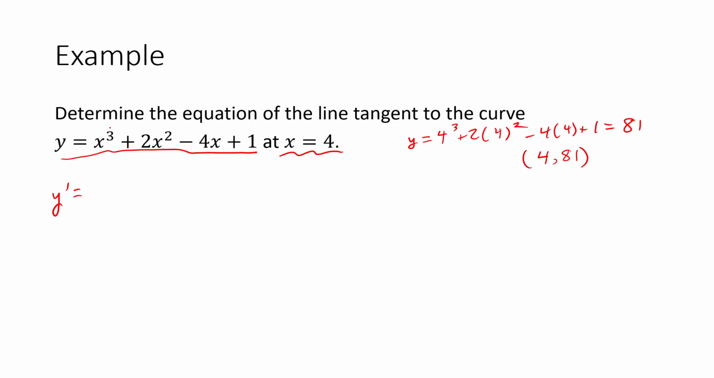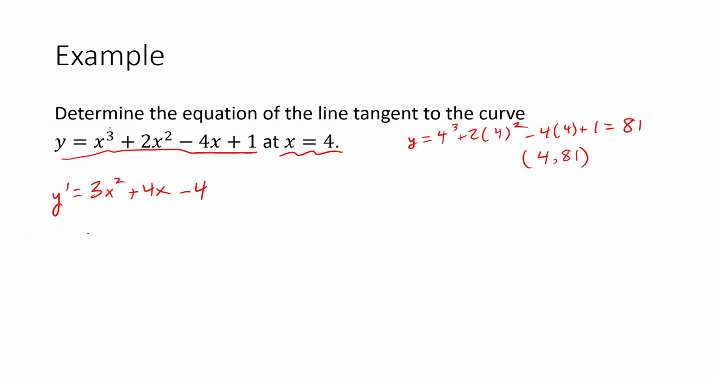So using the power rule on x cubed, we get 3x squared. Using the power rule on 2x squared, we get 4x to the 1. Using the power rule on negative 4x, we get negative 4. And then that positive 1 falls away. So our derivative is 3x squared plus 4x minus 4.